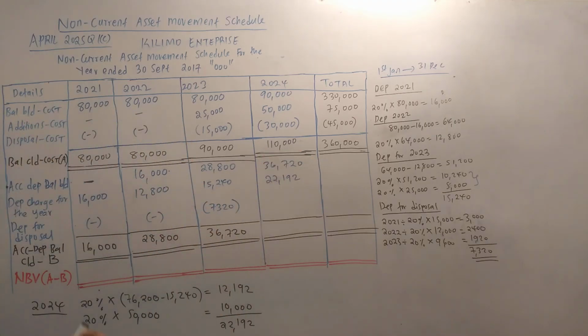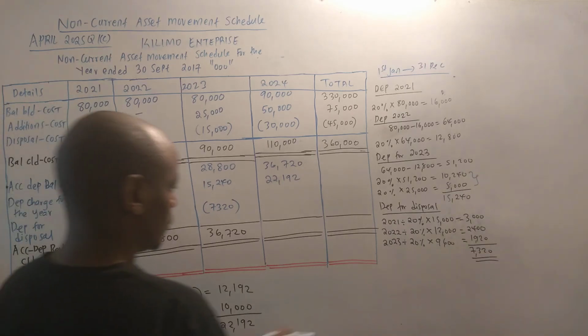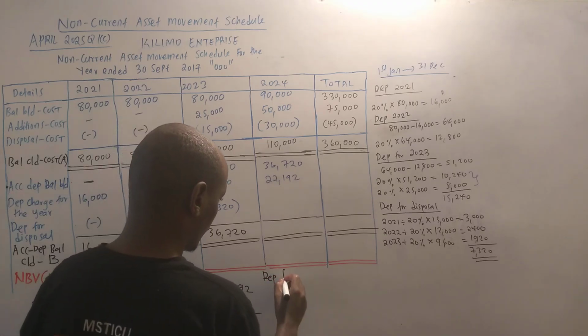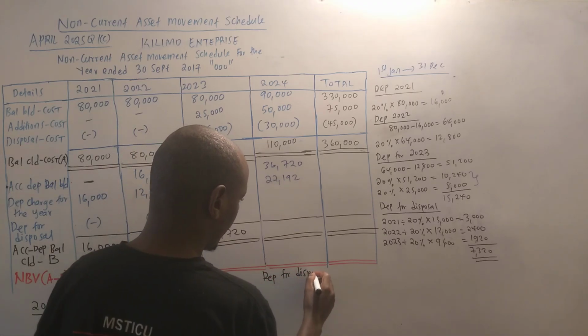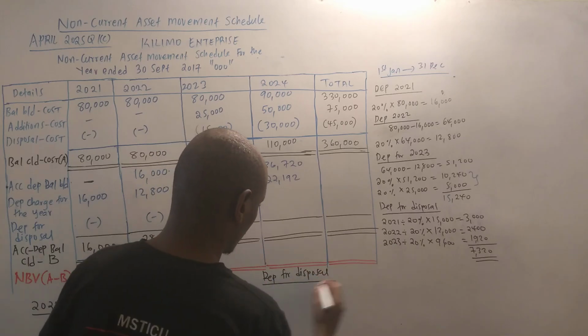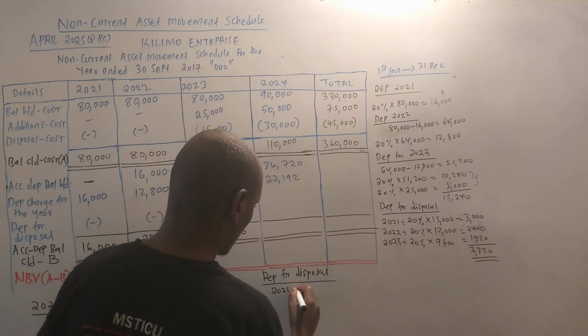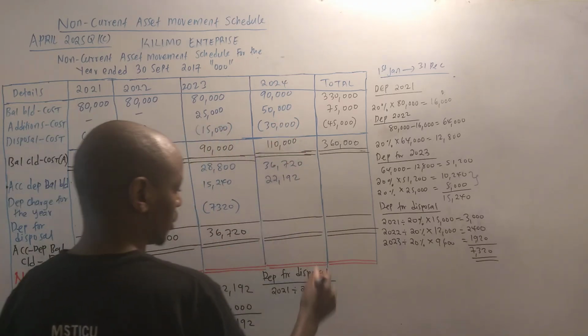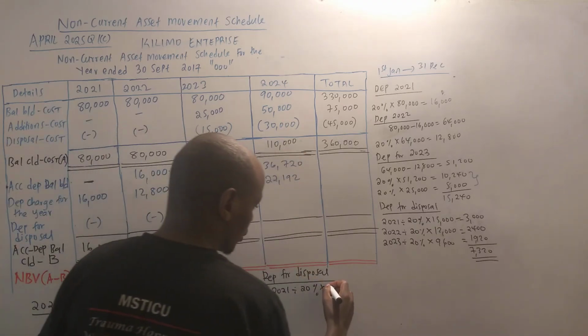Then goes 36,720. Now we can also compute for what? Disposal. So depreciation for disposal, at 2021, which is 20%. So how much was disposed? 30,000, but it was acquired in 2021. Let's not consider 2021.